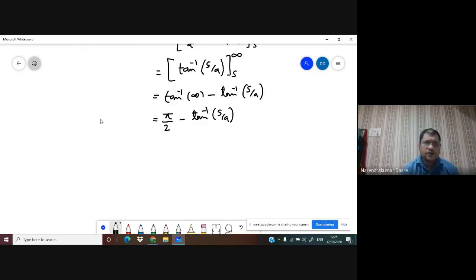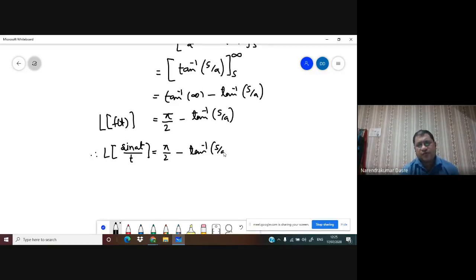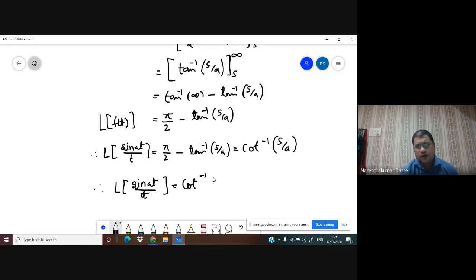What we got then is the Laplace of f of t, or we are actually finding the Laplace of sine of at upon t, and that is equal to pi by 2 minus tan inverse of s by a. If you know the formula, it is actually cot inverse of s by a. So the Laplace transform of sine of at upon t is equal to cot inverse of s by a.